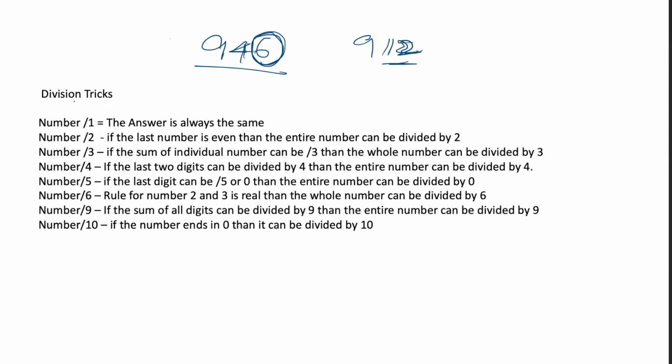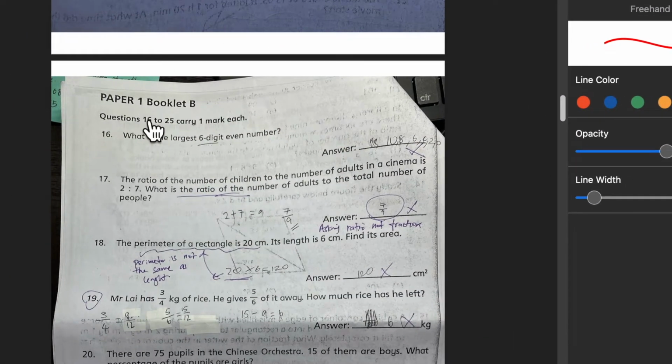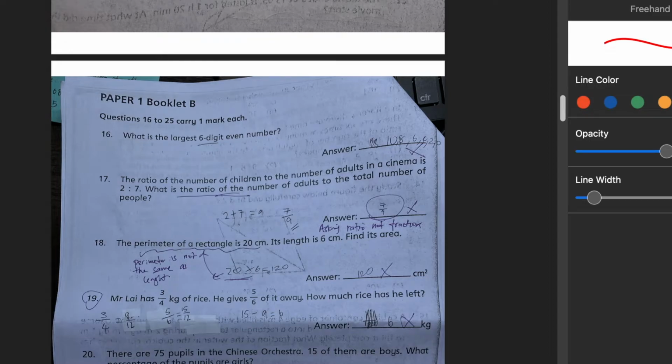I hope that you take a pen and pencil to write down these tricks, because this will help you to understand the next question easier. So we come to this question. What is the largest 6-digit even number? Even. You see this even, right? During your practice and during the exam, it's best that you use a highlighter to highlight the important keywords, because I noticed that sometimes you miss the important keyword and then you get the question wrong.